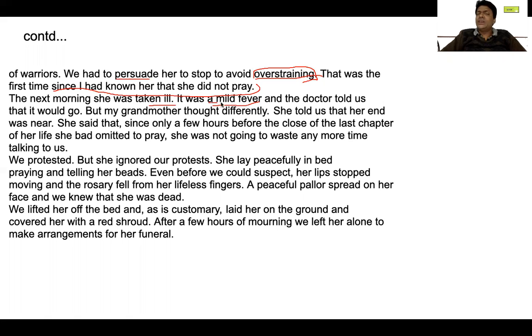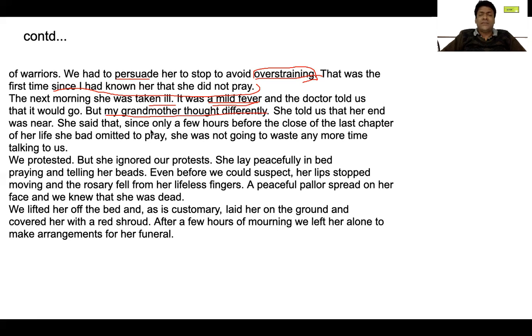Mild fever means what? She was suffering from some kind of normal fever, and the doctor told us that it would go. So it was a mild fever, not severe or strong, and that fever would stop. But the writer's grandmother thought differently. It seems she knew what was going to happen in a couple of hours. She told the family members that her end was near. Her end means she was going to die very soon.